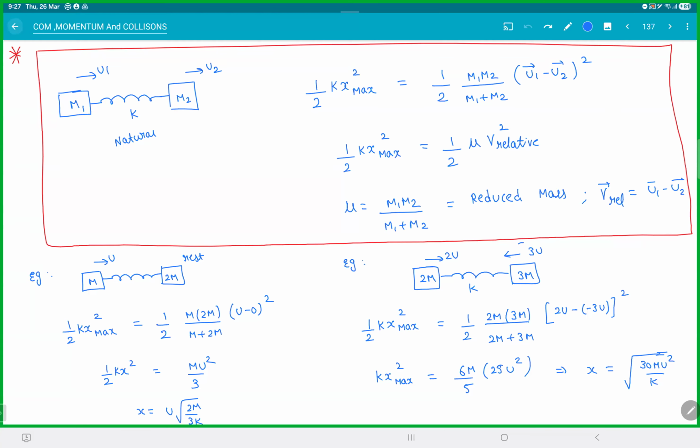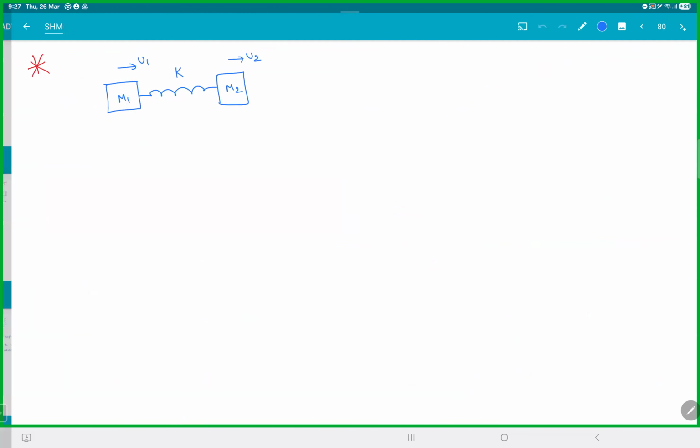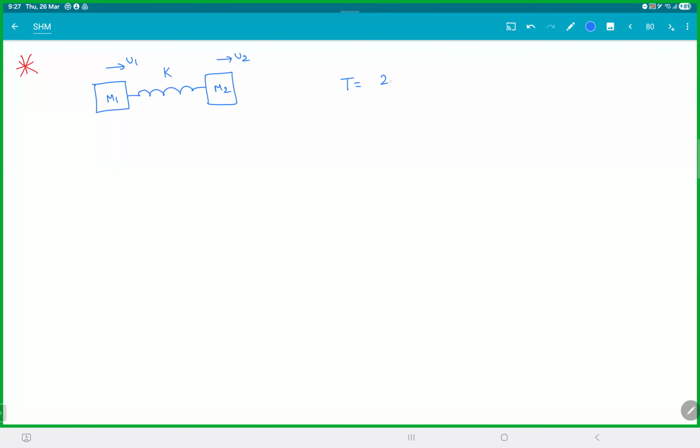So we have done that in COM. So it again comes back. So for this thing, the time period is given by 2 pi root over mu by k. Mu is nothing but m1 m2 by m1 plus m2. This is the reduced mass. Helps a lot in mains or bits. Like they do ask questions of this sort. You know the formula, you'll get the answer pretty fast. So that is one.